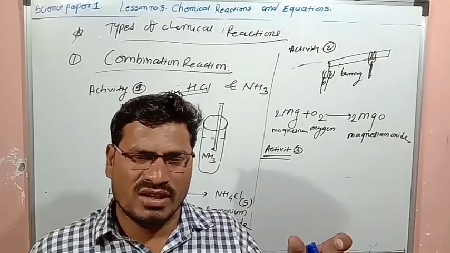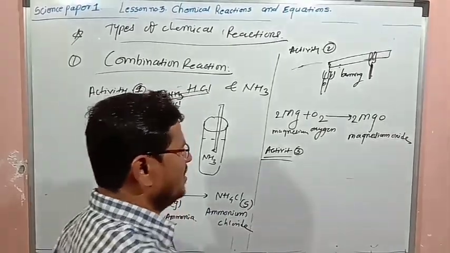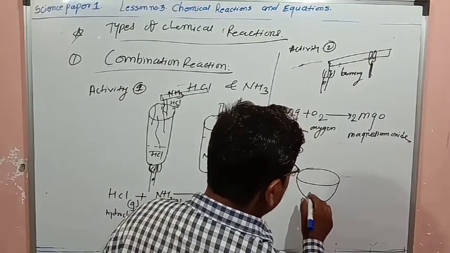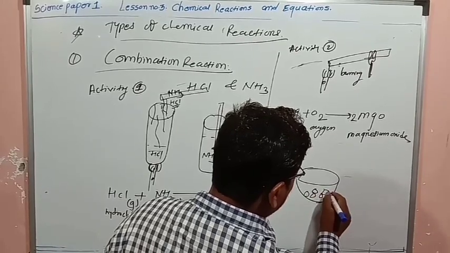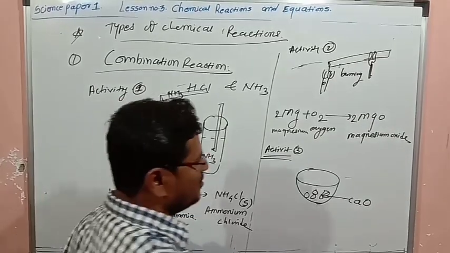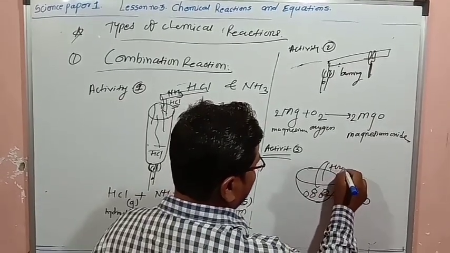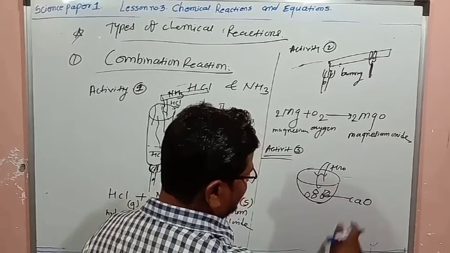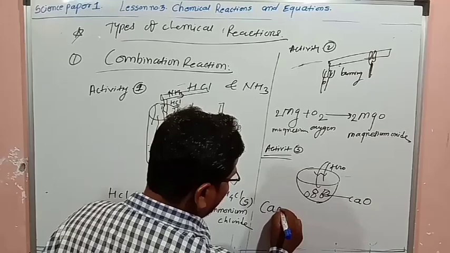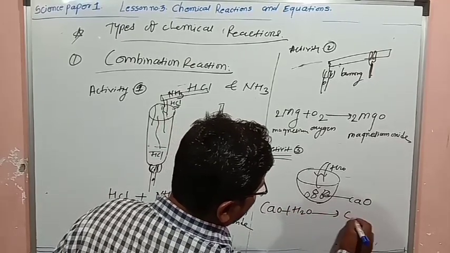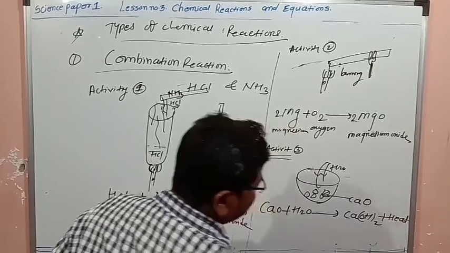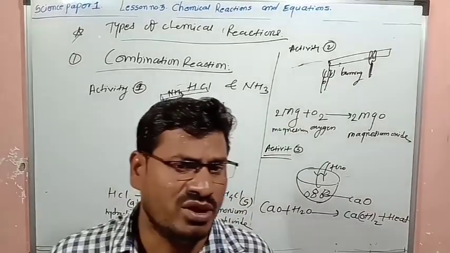You have to take calcium oxide. You take one evaporating dish, and in that evaporating dish you take pieces of CaO, calcium oxide, and add water, H2O. So a reaction takes place between CaO and H2O. CaO plus H2O gives Ca(OH)2, and heat is liberated.